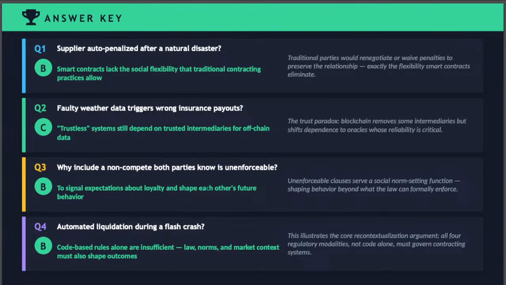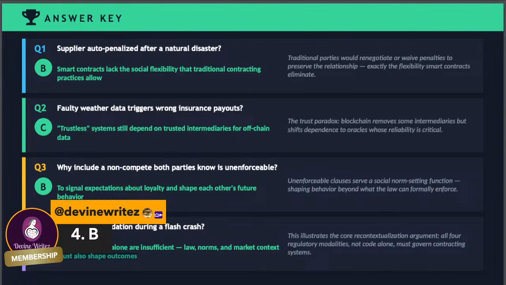And this takes us down to the final question, question 4. The automated lending platform does an automated liquidation during a flash crash. And the correct answer is B. The code-based rules alone are insufficient. Law, norms, and market context must also shape outcomes. It's not just the borrower's fault. And I think we got question 4, indeed. Got that one right there.